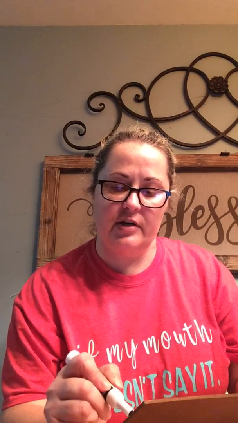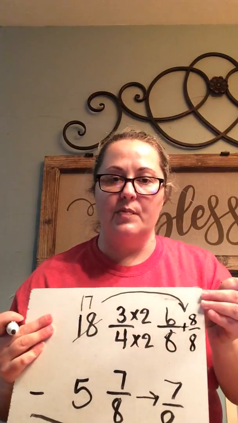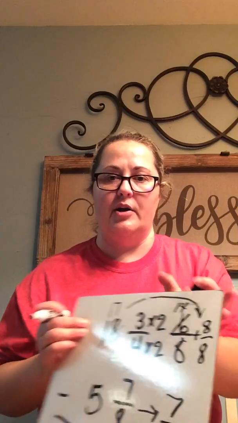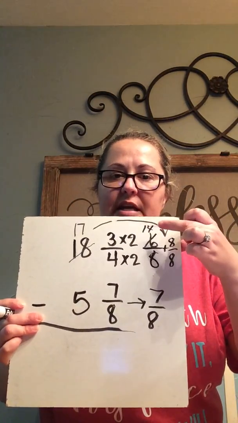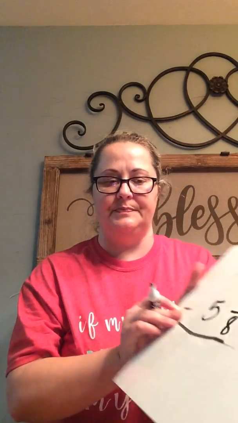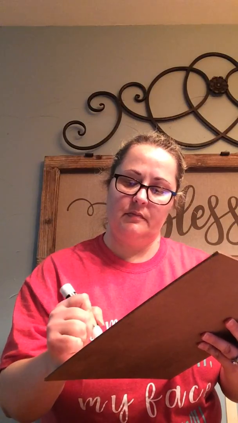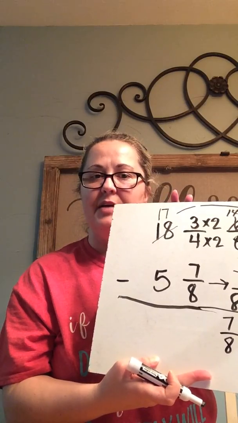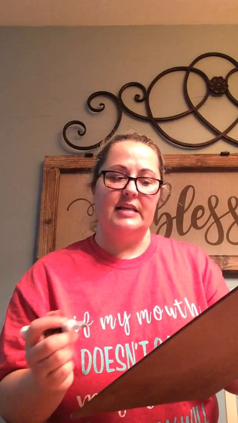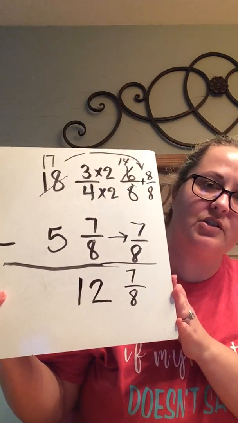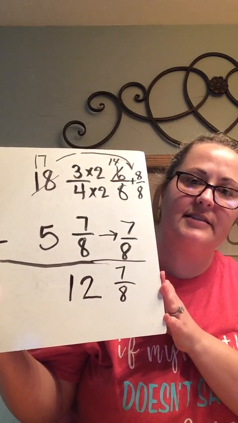So we're going to add these two together, okay? I borrowed my 1 whole, and here it is. So if I add the 8 and the 6, now I have 14 as my numerator, all right? When I look at 14, I can do 14 minus 7 easily. 14 minus 7 is 7. 8 is still going to be my denominator. And then I'm going to take my 17 and subtract 5. 17 minus 5 is 12, okay? So, our final answer on this question is 12 and 7/8.